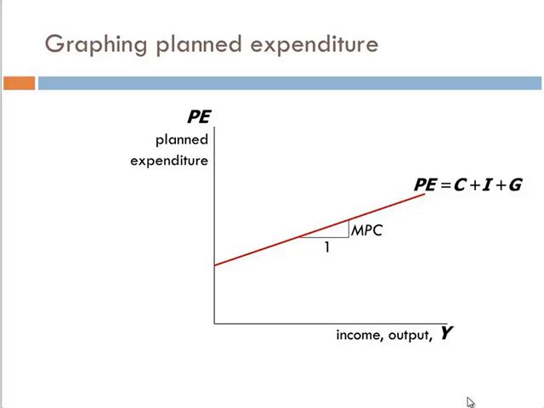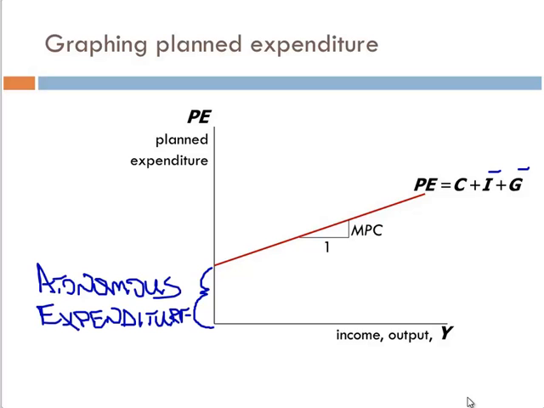There's one other aspect that is important to note, and that's this intercept. And we often call this intercept autonomous expenditure. Right, autonomous expenditure. Why do I call it that? Well, I call it autonomous expenditure because that's how much expenditure is going to happen even if we have zero income. If income and output are zero, we're still going to consume something.